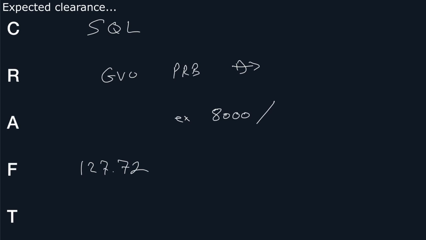Skylane 53 Kilo Papa, you're cleared to the San Carlos Airport via the Habit 4 departure, Gaviota transition, Gaviota, direct Docal, direct Amabe, direct. Maintain 8,000, departure frequency 127.72, squawk 3626.